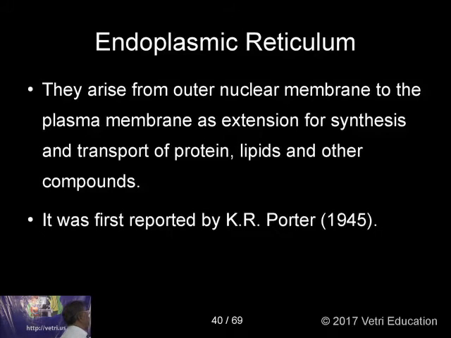Next, they arise from the outer nuclear membrane to the plasma membrane as extensions for the synthesis and transport of protein, lipids and other compounds. So they arise starting from the nuclear membrane and extend towards the plasma membrane. The diagram you can see later. It was first reported by K.R. Porter in 1945. So he first reported this endoplasmic reticulum.